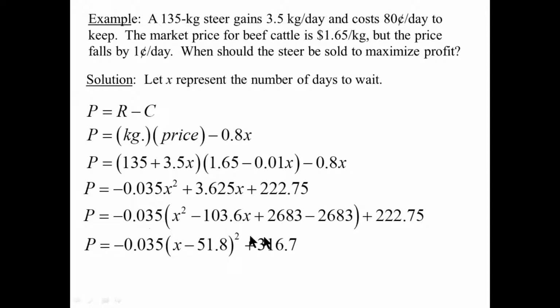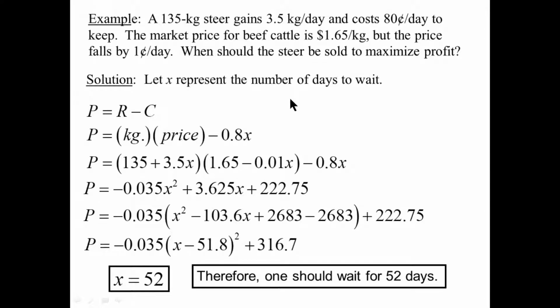The fourth term is removed and added to 222 to come up with 316.7. Meanwhile, the other three terms have been repackaged into this perfect square. Let's check: x squared, double the product here, so it'll be minus 51.8 doubled, which is 103.6x, and then plus the square of 51.8, which is 2683. So we can see from this that x at the vertex is 51.8, and so that would be 52 days. One should wait for 52 days.